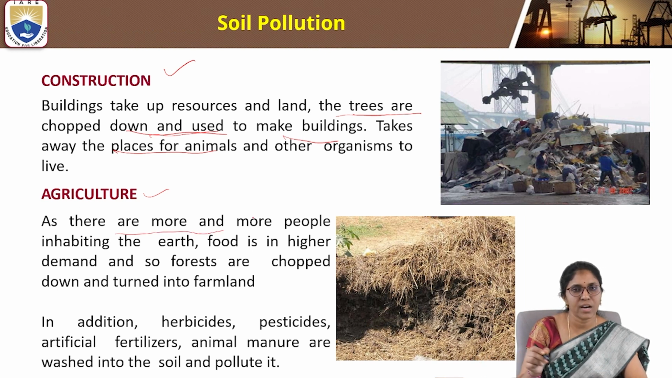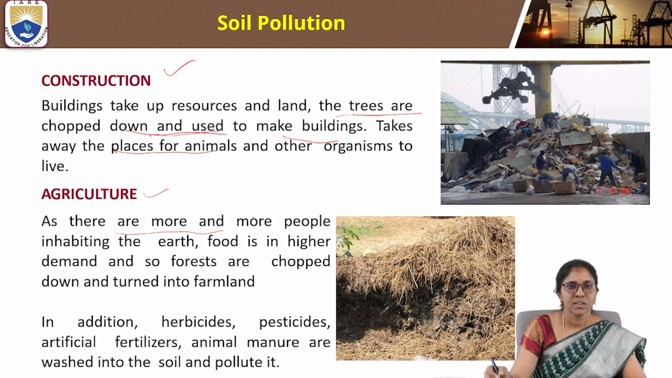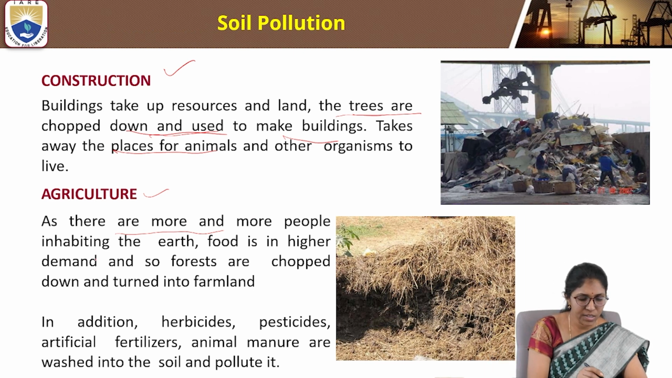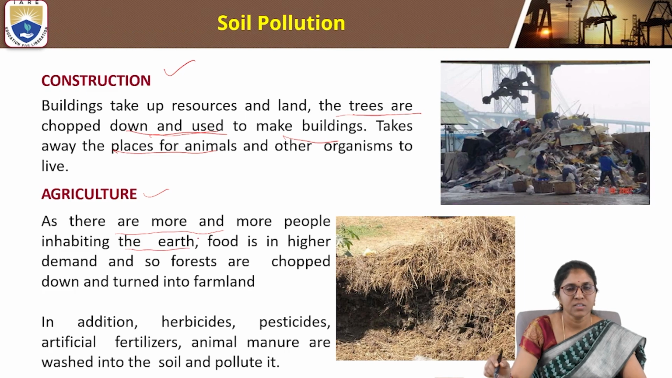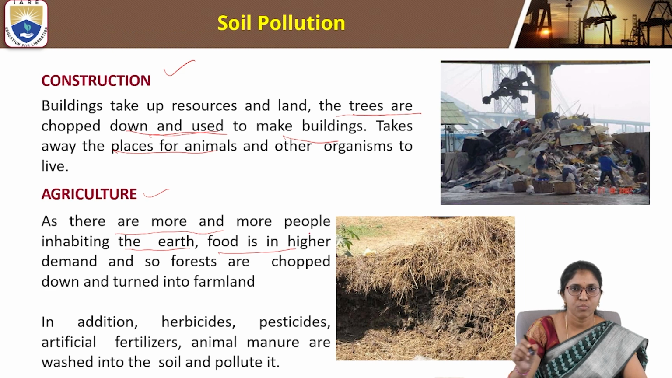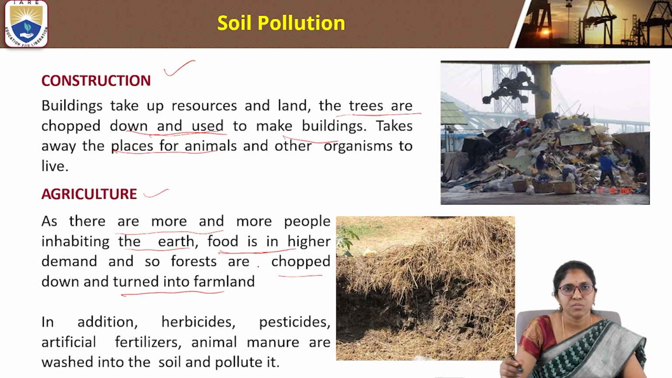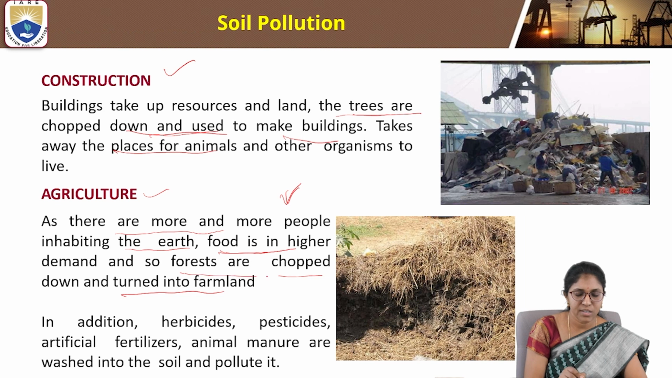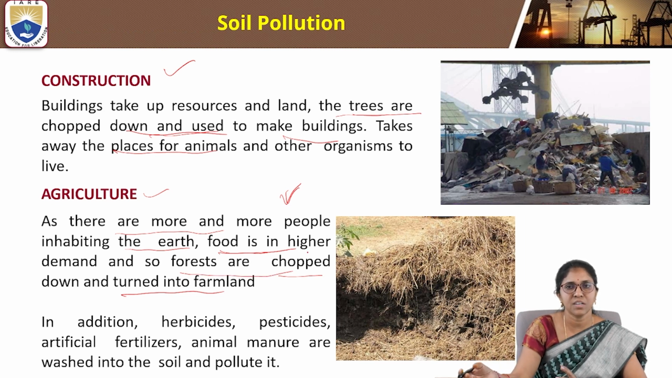One more reason is agriculture, that is farming. As more and more people inhabit the earth, food is in higher demand. Because of the larger population, we need more food, so forests are chopped down and turned into farmland for agriculture.